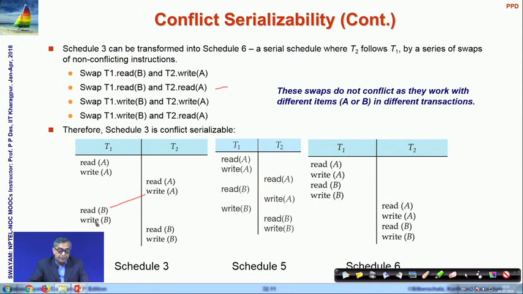Then again I can see that write B can be swapped with write A, both are writes, but referring to different data items. Similarly, write B can then be swapped with read A, because they are again referring to different data items. So, I can do this, and then these will also come up. Eventually, after these 4 swaps, this whole schedule 3 will transform into schedule 6, and we get a serial schedule. So, we will say that schedule 3 is conflict serializable. That is the basic concept that we are trying to establish here.